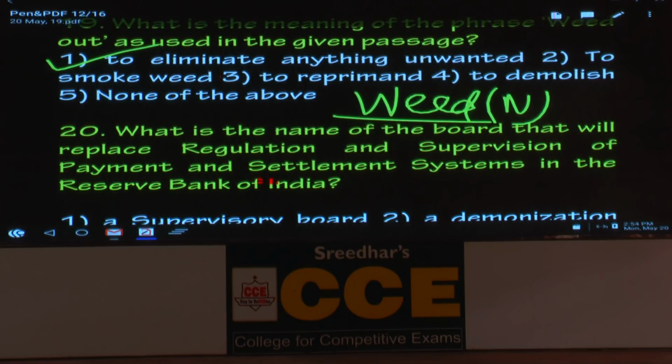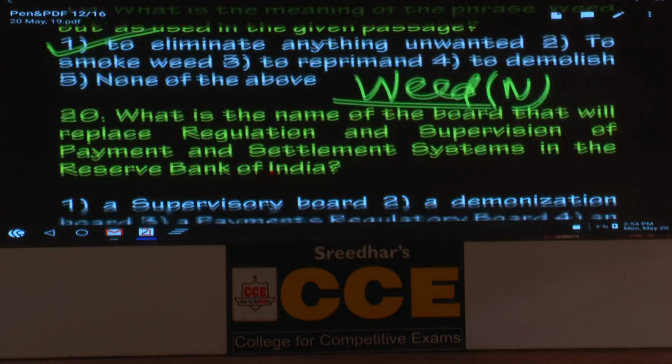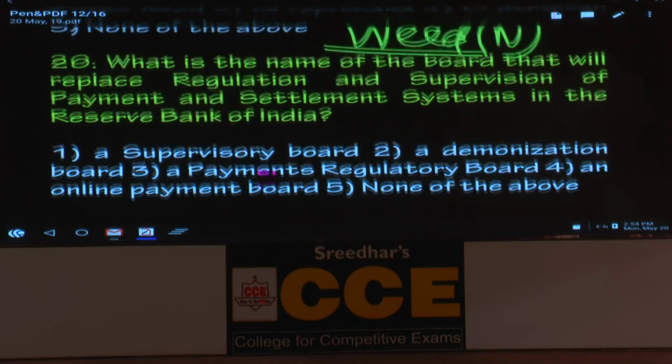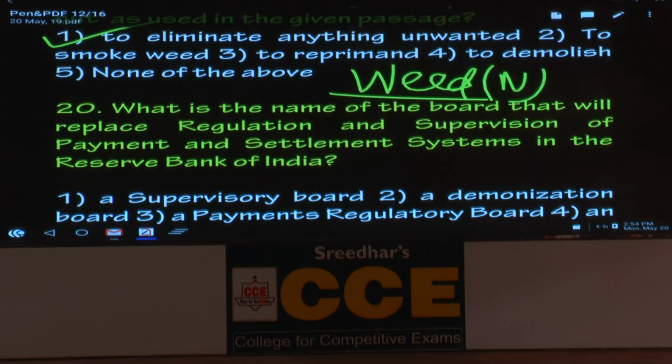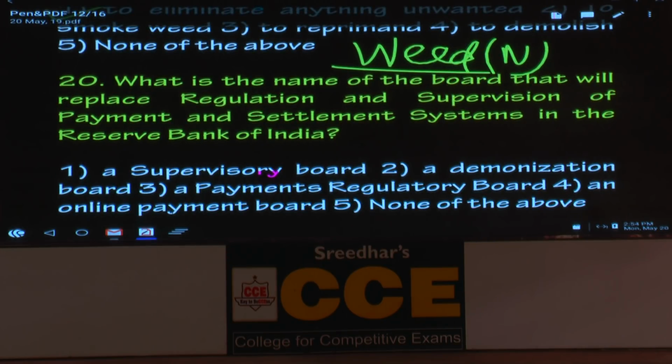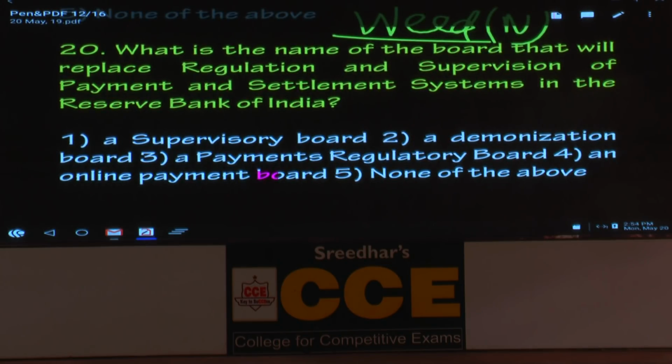To reprimand, what is the meaning of the word reprimand? You have got many a time. To scold, rebuke. Another word is what? Rebuke, admonish. To demolish, demolish goes with what? Buildings, structures. Demolish means what? Destroy, completely bring down. They demolished the building within no time. A typical expression. Shall I move on to the next one?